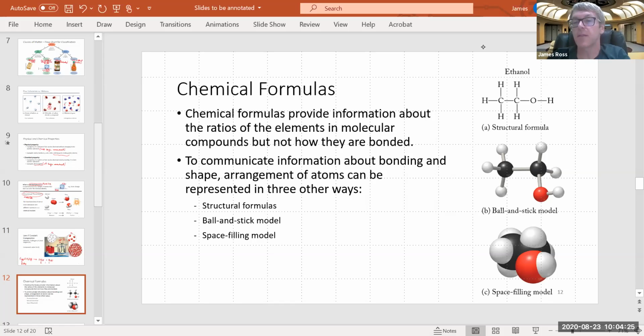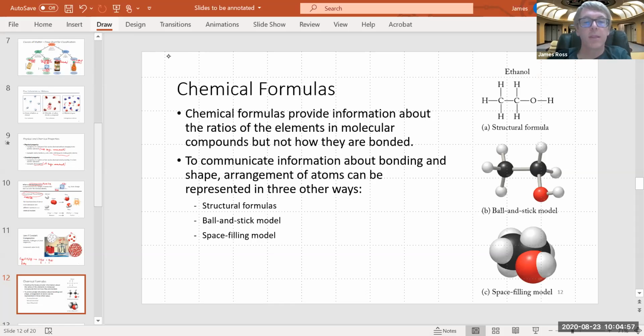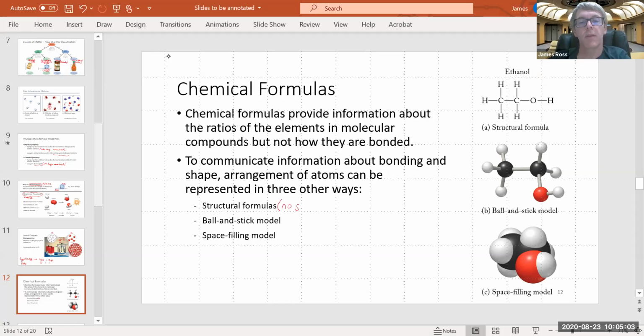Chemicals are represented in different ways, and as chemists in these early stages, we have to get used to that. For the most part, when you write them, and when you read them in a textbook, you'll see a structural formula as shown. It's important that a student knows that structural formulas have no shape information.